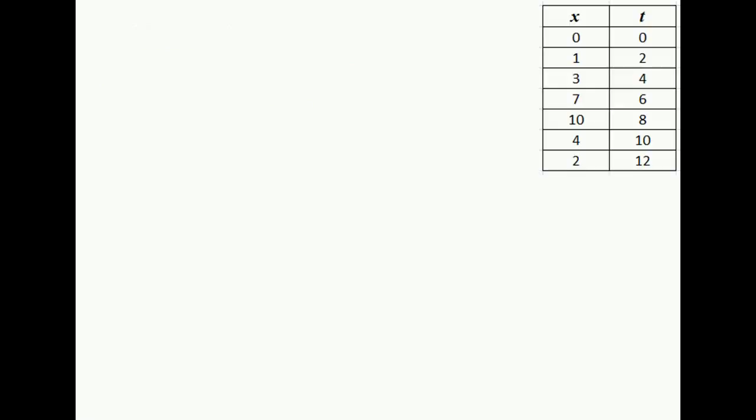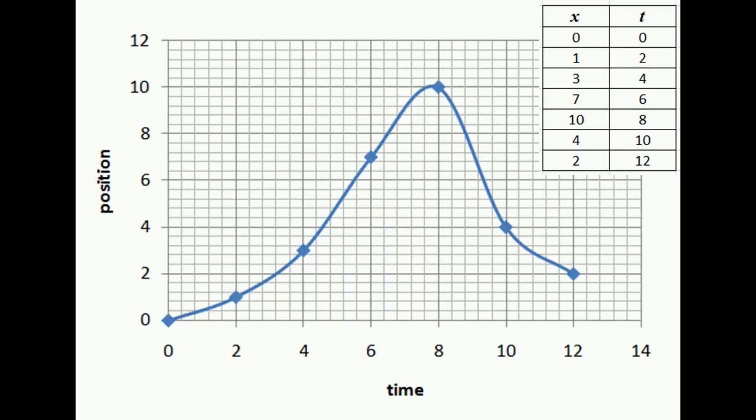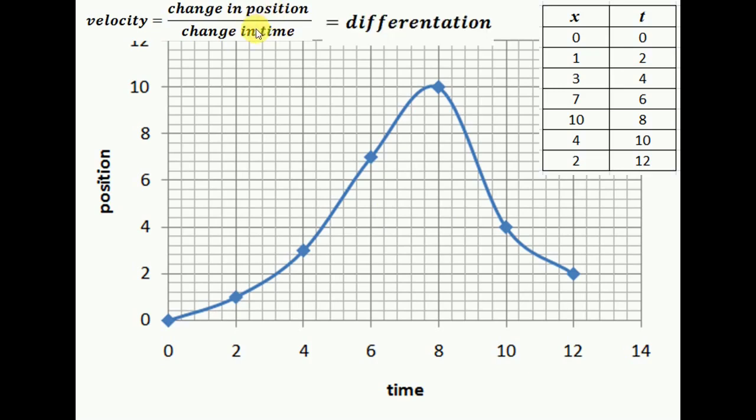Now let's understand differentiation using a graph. Suppose I have a position-time table. When time is 0, position is 0. When time is 2 seconds, position is 1 meter. Similarly we have a set of times and positions. The graph for this table will look like this. Now we know velocity is change in position by change in time, but we also know if we change something with respect to another thing, we call it differentiation. So velocity is the differentiation of position with respect to time.